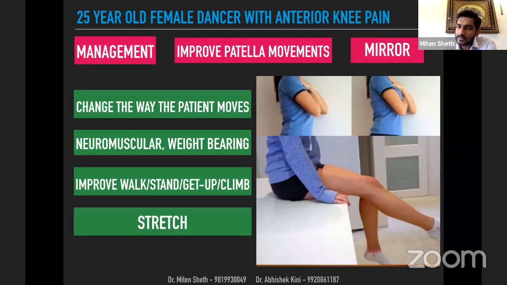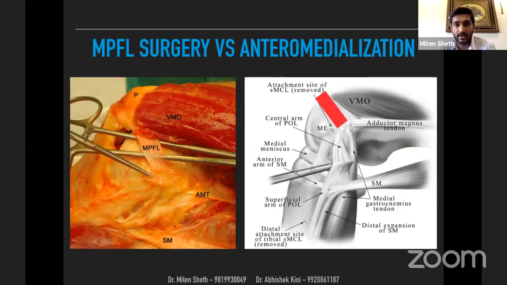So even simple things like extending the leg, think of stretching the hamstrings rather than activating the quads. So short arc quadriceps exercises, the SLRs, yes, they are part of the rehab protocol, but anterior knee pain rehabilitation has moved much ahead of that. And there are a lot of these combinations of movements that you can teach these patients to change the way the patient moves. So I'm going to stop screen sharing here.